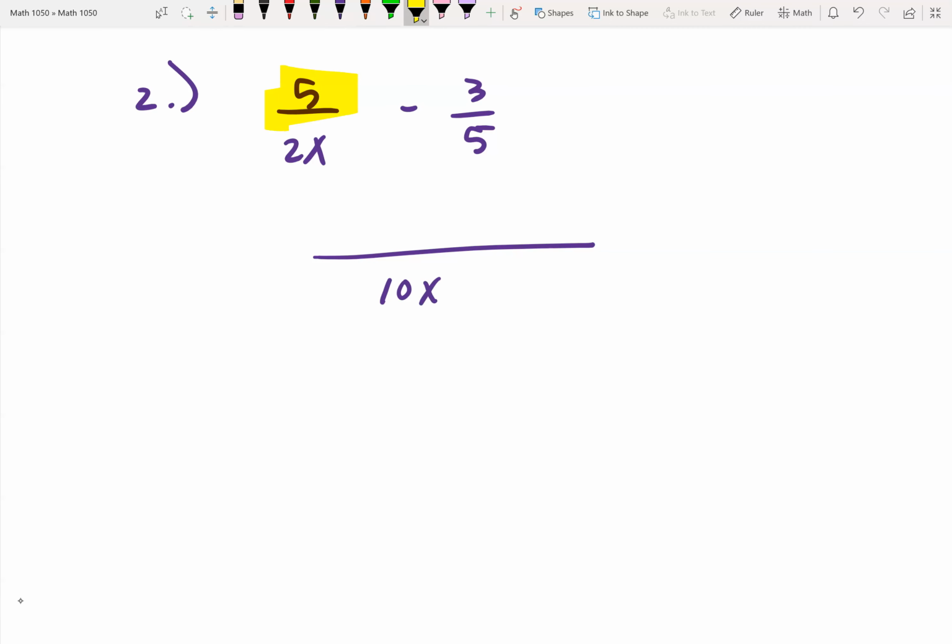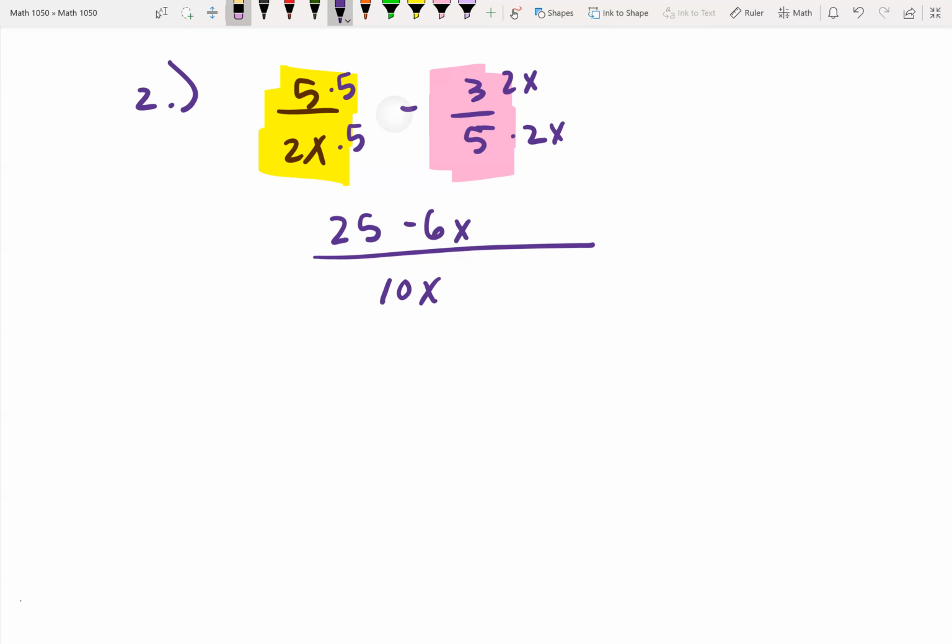So look at this guy right here. What do I have to do to a 2 to get it to a 10? Multiply by 5. And you've got that x right there. This is 5 times 5, which is 25. This guy right here has a 5. What do I multiply by 5 to get a 10? That would be a 2. And I'm also missing the x, so I have to put an x there. So a negative 3 times 2x is a negative 6x.